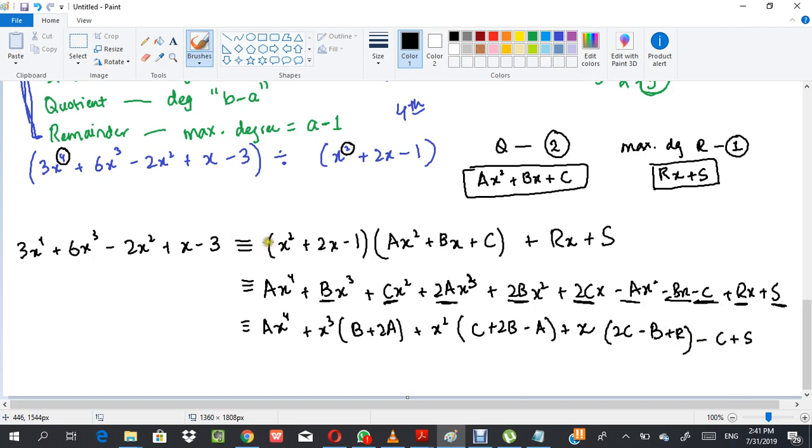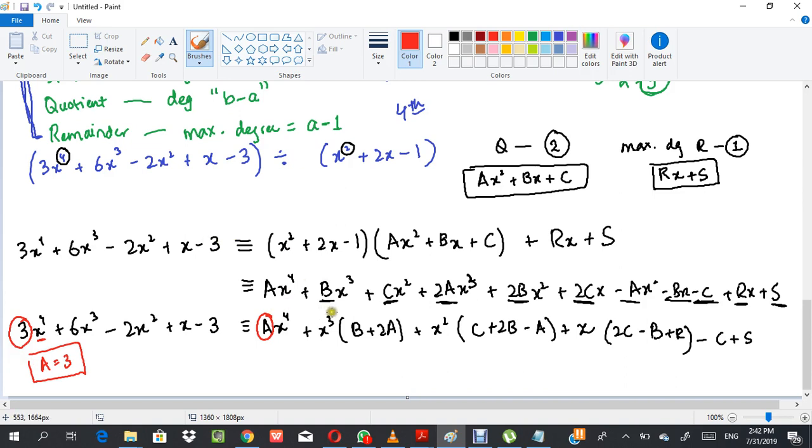Now what we are going to do is we will compare the coefficients. 3x to the power of 4 add 6x cubed, take away 2x squared, add x, take away 3. So now if we compare the left side here and the right side here, we will see that the coefficient of x to the power of 4 on the left side is 3, whereas on the right side it is a. And since this is identical, it means that a is equal to 3.